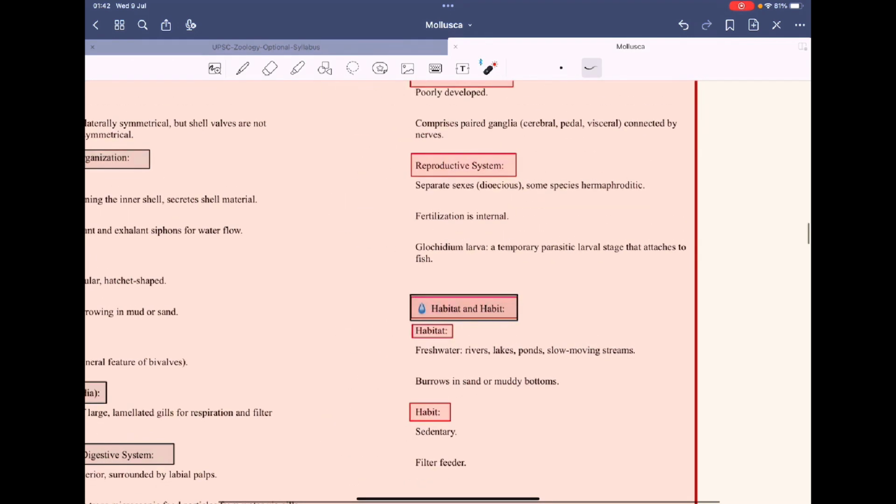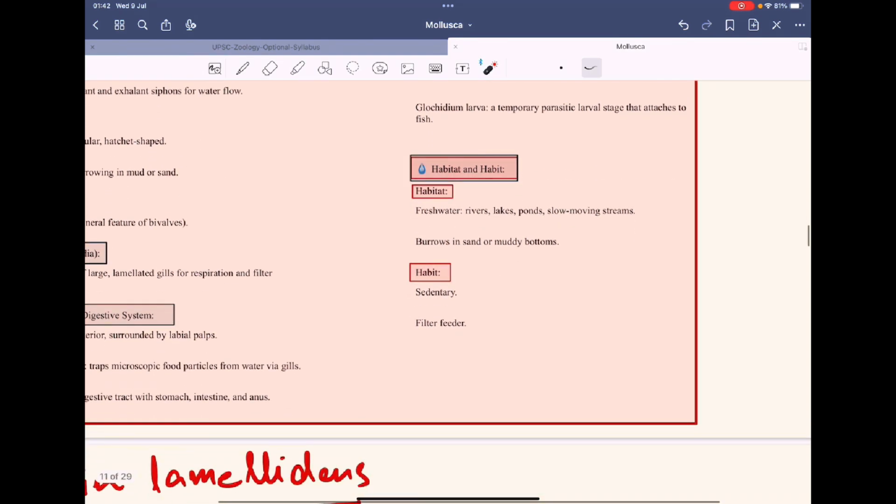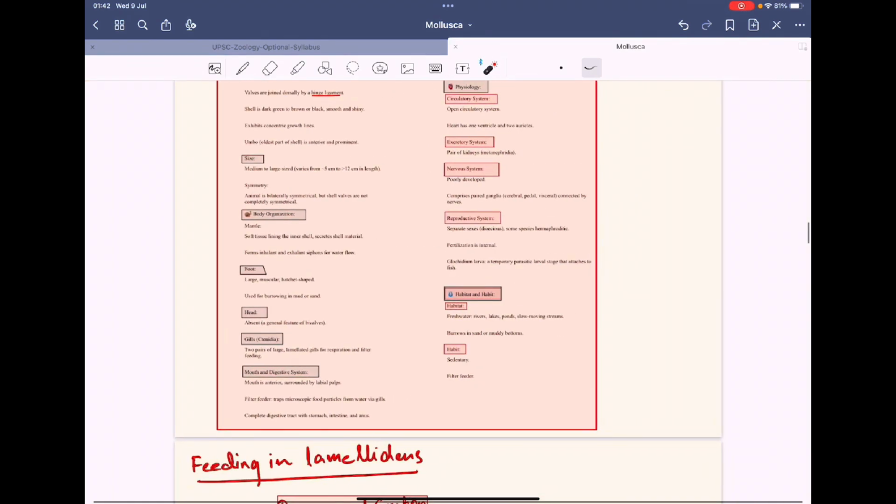Then the habitat and habit: they are freshwater animals. They are found in rivers, lakes, ponds and slow moving streams. They also burrow in sandy or muddy bottoms, and they are sedentary filter feeders. So this is the general characteristic of the lamellidens.